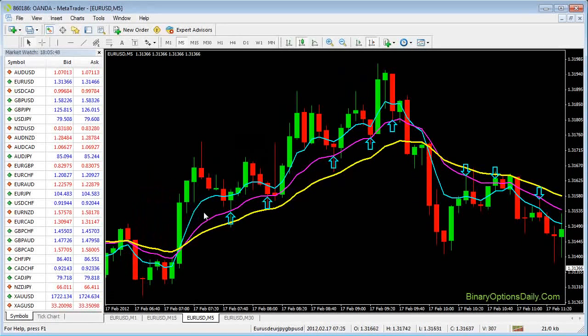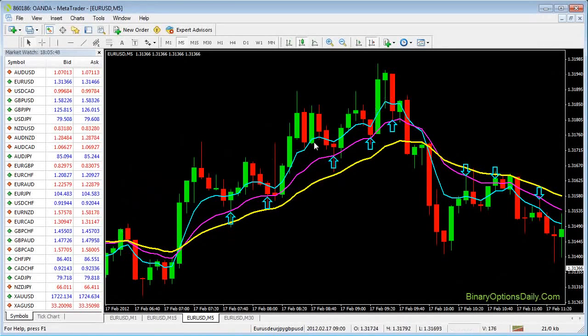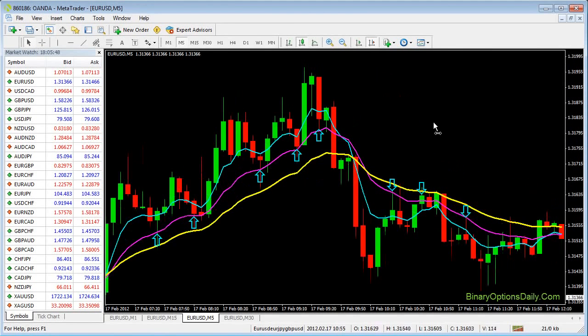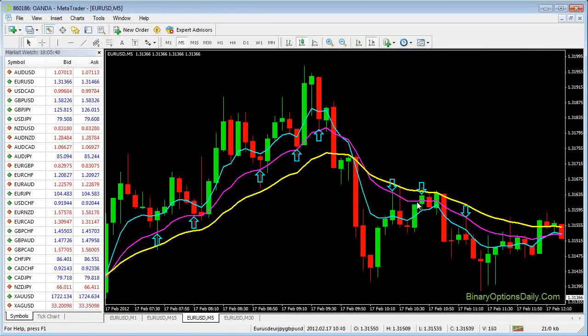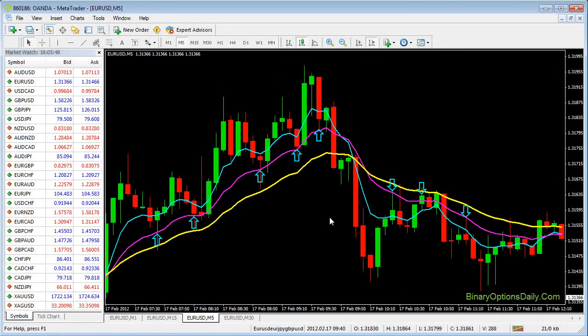So anyway, guys, I hope you have enjoyed this video, and as I said, this is just a trend guide. If the blue is above the magenta and the 26 is on the bottom, then we'll be looking for an uptrend. And then if you see the exact opposite, where the 26 is on the top, the 14 in the middle and the 6 on the bottom, then we'd be looking at it as a downtrend, and we'd be looking for puts.